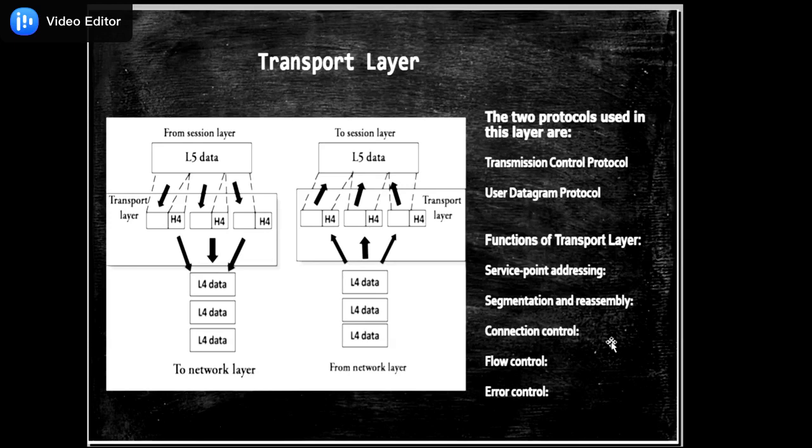Then flow control. As we have previously discussed about flow control, the transport layer is also responsible for flow control, but performs it end to end rather than across a single link. Then error control. As we have previously discussed, the transport layer is also responsible for error control. Error control is performed end to end rather than across a single link. The transport layer ensures that the message reaches the destination without any error. That is the role of error control.